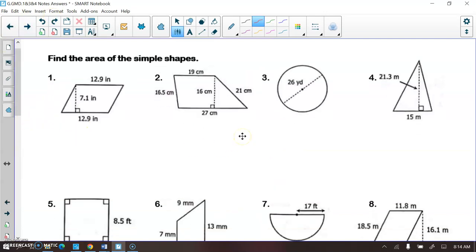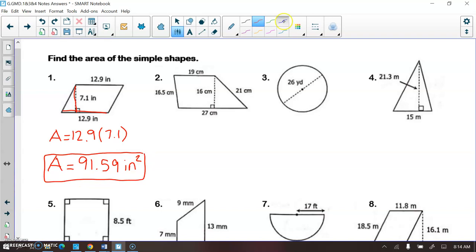So number 1, we have a parallelogram. With a parallelogram, the area formula is base times height. So your base is this 12.9, and the height is the side that's perpendicular to your base, so the 7.1. Now we're just going to multiply those together, and we get that our area is 91.59 inches squared.